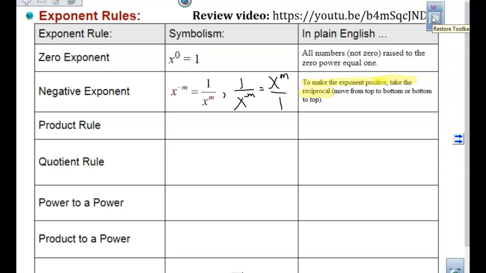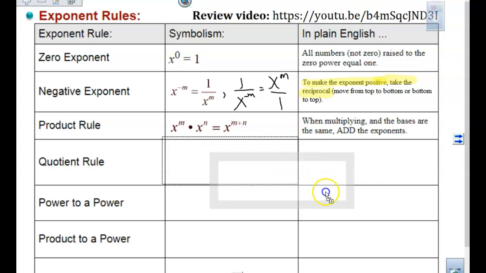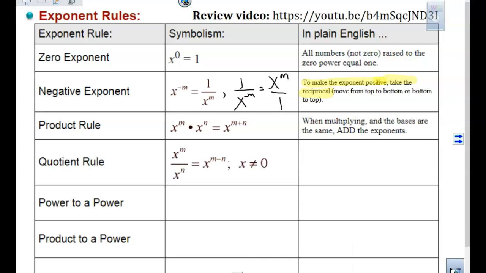If we think about our product rule, what I have up here, that second one down on the board, the product rule says, if we have the same base, we are adding our exponents. So when we multiply with the same base, we add our exponents. I don't know if you need to write the part in the plain English, but for some of you that makes more sense to write down add exponents. Multiply, same base, add exponents. The quotient, just the opposite, right? When we divide, we are going to be subtracting our exponents.